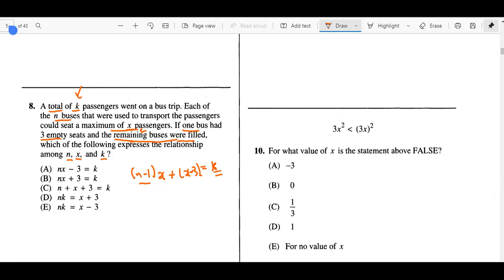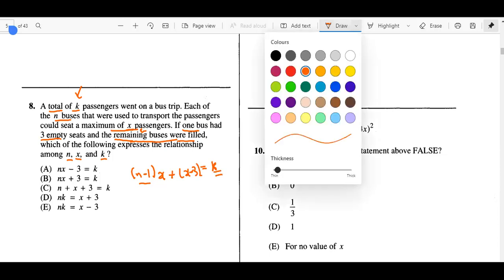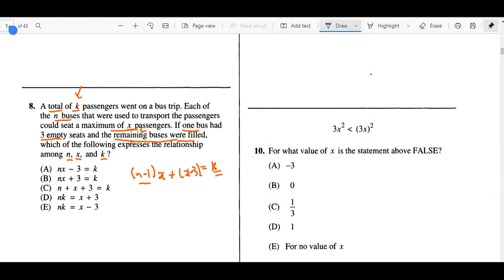So I repeat, in the question we have been given different variables k, n, x. We had to find the relationship. Fine, we can do that. K is the number of passengers which are going in total, right? Okay, let's keep this k on one side and forget about it. Passengers are going on n buses, okay? The number of buses is n, and in every bus, the passengers could seat a maximum of x passengers. Like the buses could accommodate x passengers only in each bus.